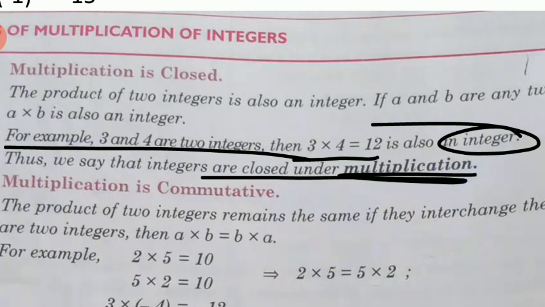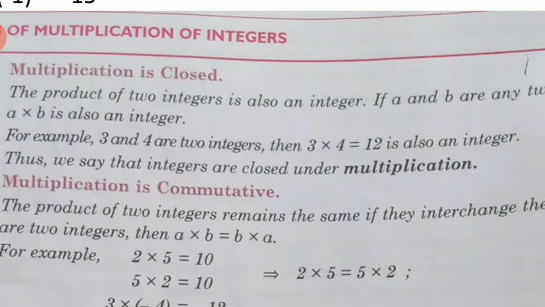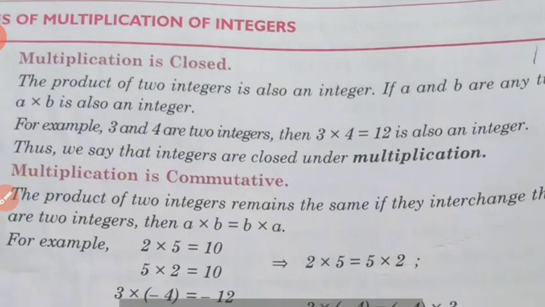So this is the closure property for multiplication, which is the same as addition. In addition, we have seen a plus b; instead of plus we have to write only multiplication here. So a into b.